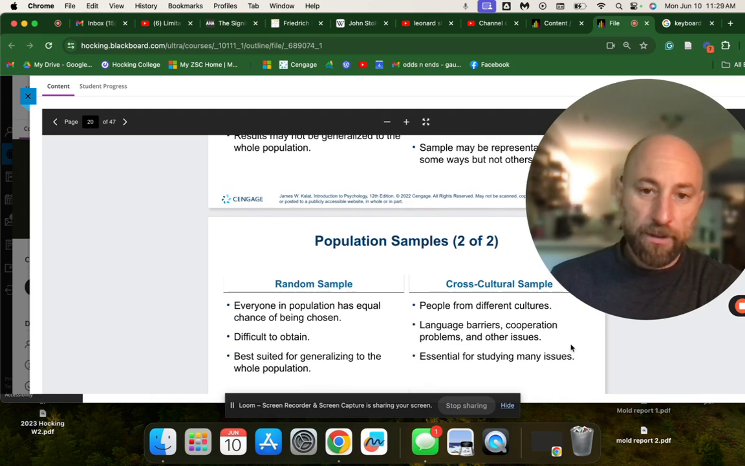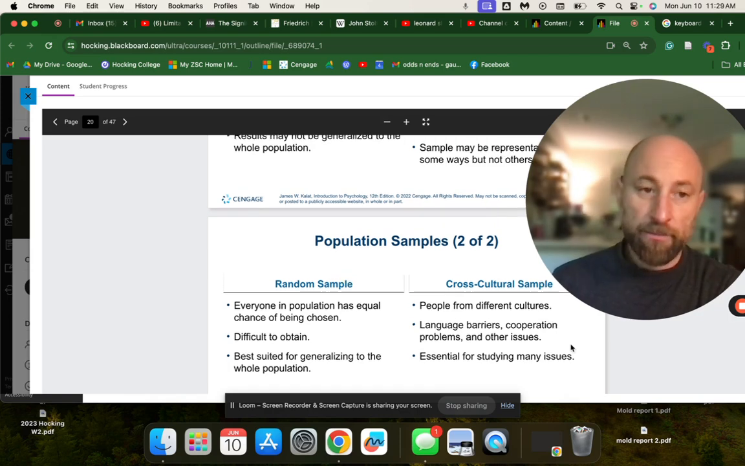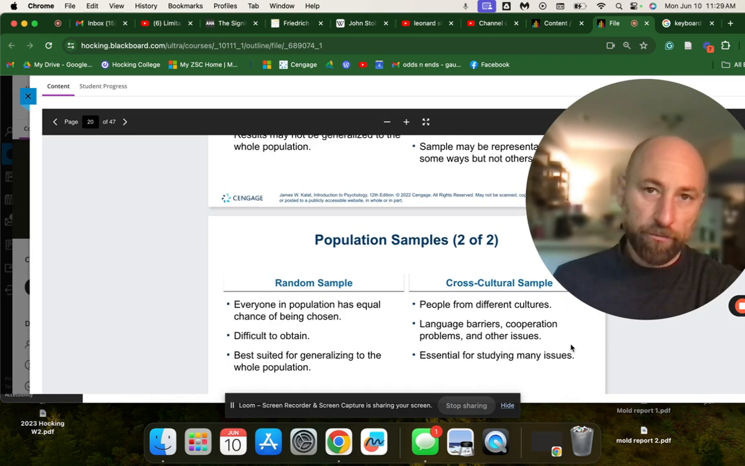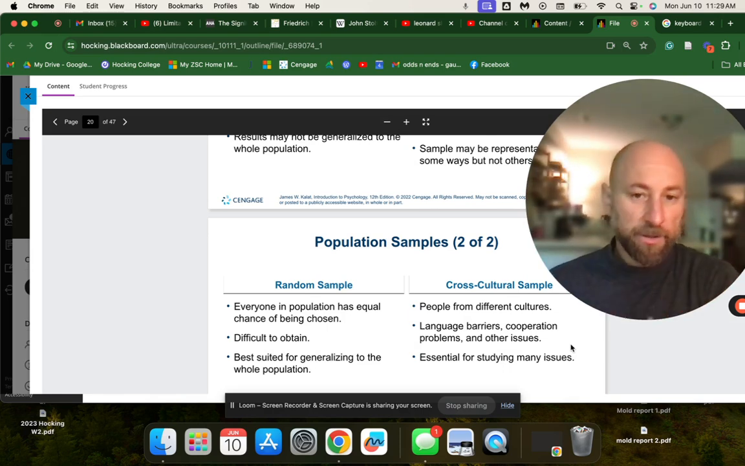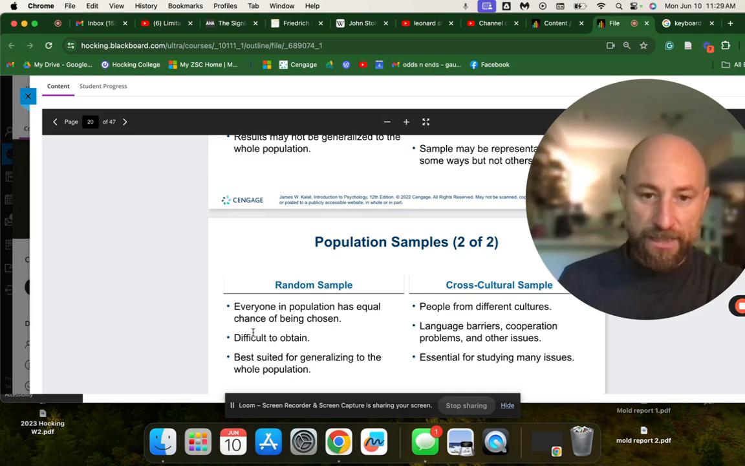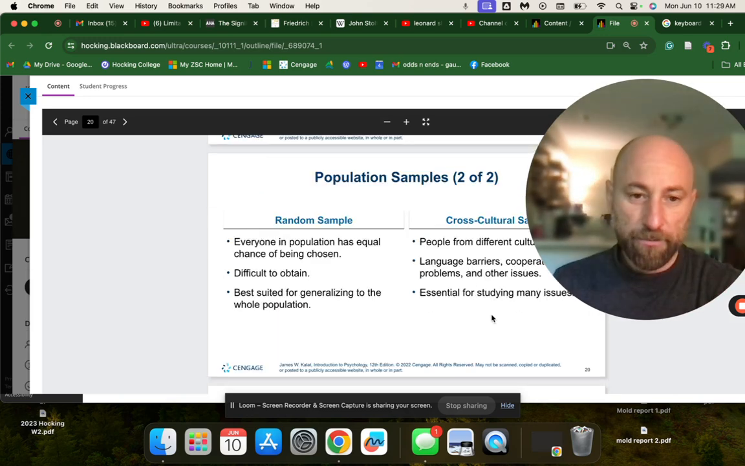Random sample: everyone in the population has an equal chance of being chosen. I mean, that's essentially impossible. There's no way to have a study where the population is the entire United States or all people in the world, but that's what it would be. So really, it should say impossible to attain. An example is when we choose people from different cultures. Of course, probably no studies have people from every single culture. So a lot of times we're just doing America and Japan or China and Korea or something like that.